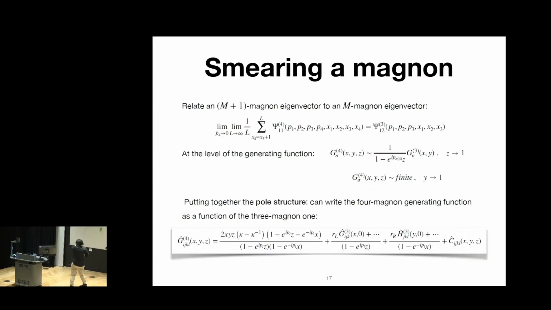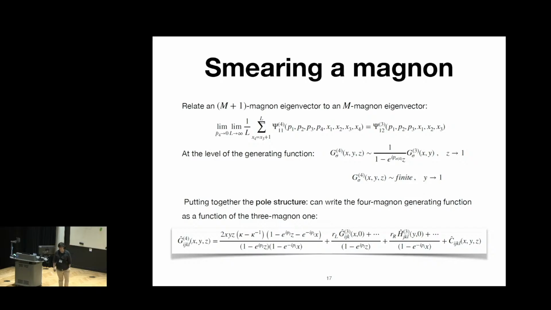Now, not only that, there is something even more amazing, which is in the paper that came out last week, which is the following. Now we have a way to relate an n+1 magnon eigenvector to an n magnon eigenvector. How do we do that? We do something that I like to call smearing a magnon. So basically, you pick your favorite magnon, let's say the one on the right, and you sum over all the positions it can take. And also you have to localize it by setting its momentum to 0.